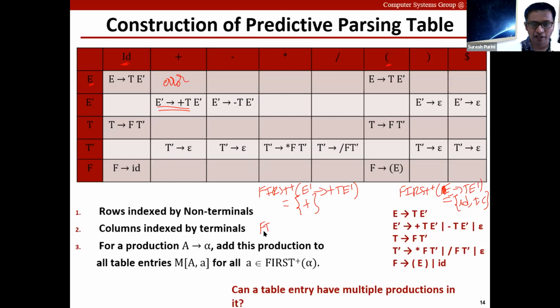Similarly, if you see first plus of E prime goes to minus TE prime, then you have minus. So we make this entry: the entry corresponding to the row E prime and column minus is E prime goes to minus TE prime.